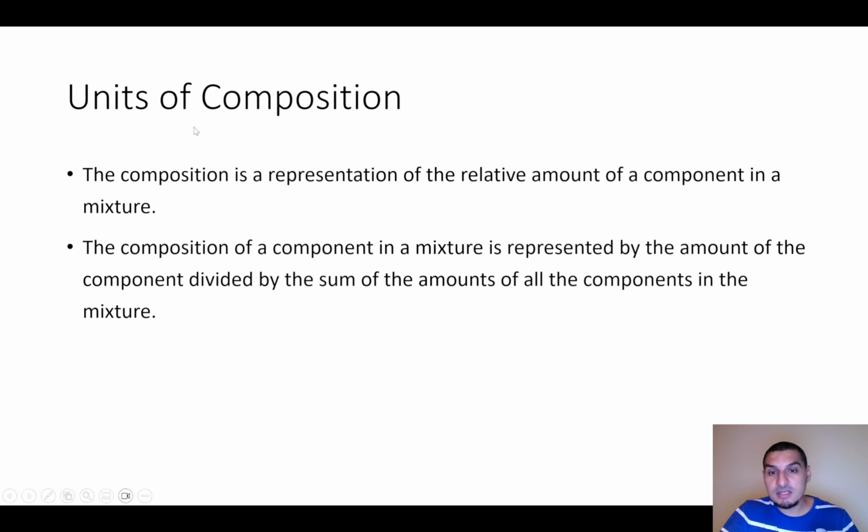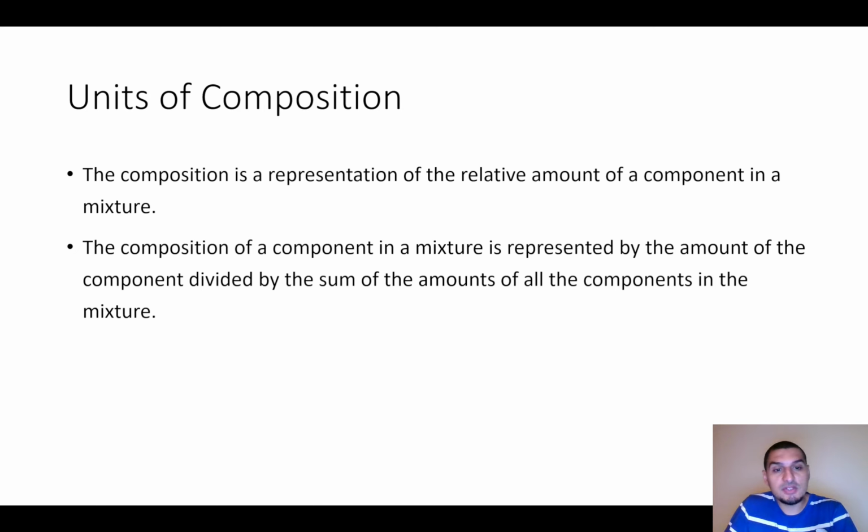So it says that the composition of a component in a mixture, so it has to be a mixture, of course, not a pure component, is represented by the amount of the component divided by the sum of the amounts of all the components. And this is the general definition. Based on this, the composition can be represented as mass of the component. Let's say I'm talking about benzene in the mixture of benzene, ethylene, and ethyl benzene.